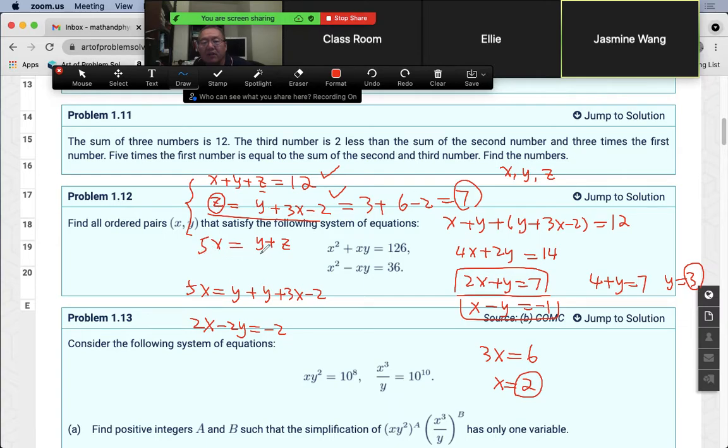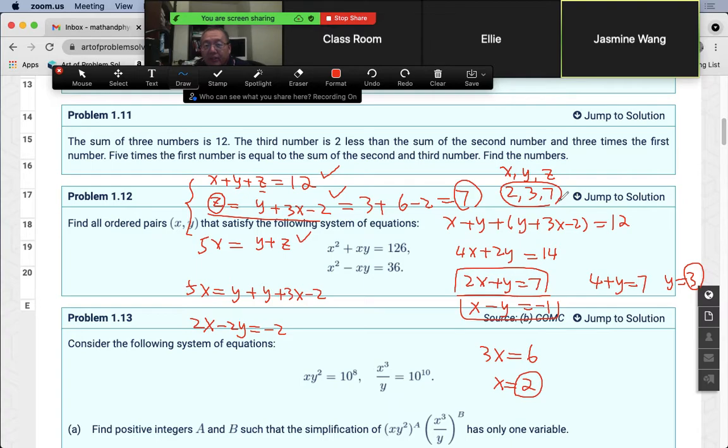So that's correct. Second equation also verified. Third one, y plus z equals 5x. So y, that's 3. z, that's 7. Add together, that's 10. That's the right side. Left side, that's 5 times 2, also equals 10. So that means the third equation is also satisfied. Therefore, we get these numbers. They are 2, 3, and 7. Okay, so these three numbers.